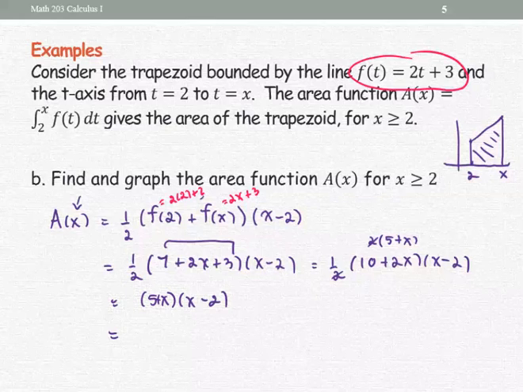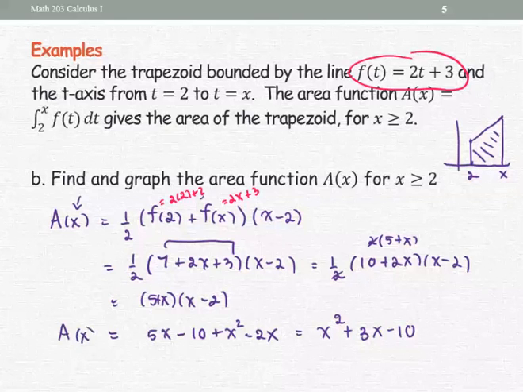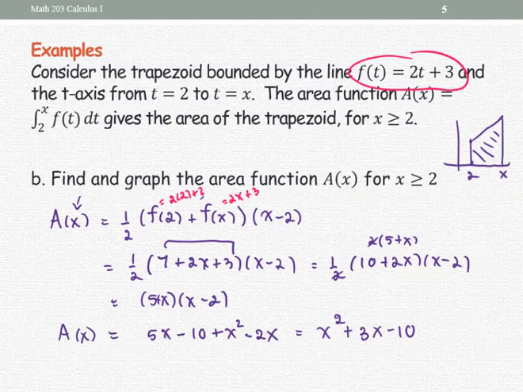Distribute or multiply these two factors, or these two polynomials, to get 5 times x, 5 times negative 2, x times x to be x squared, and minus 2x. That comes out to be x squared plus 3x minus 10 as the area for the trapezoid that has the left end at 2 and the right end at x. And this is the parabola.